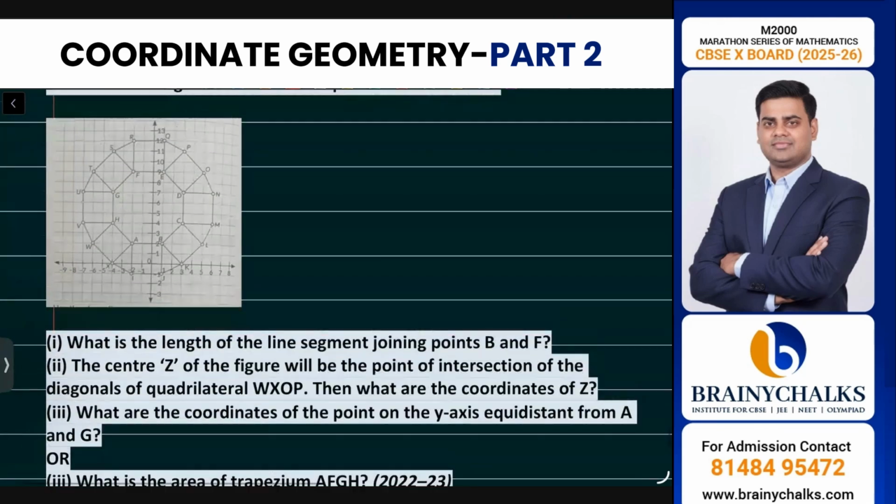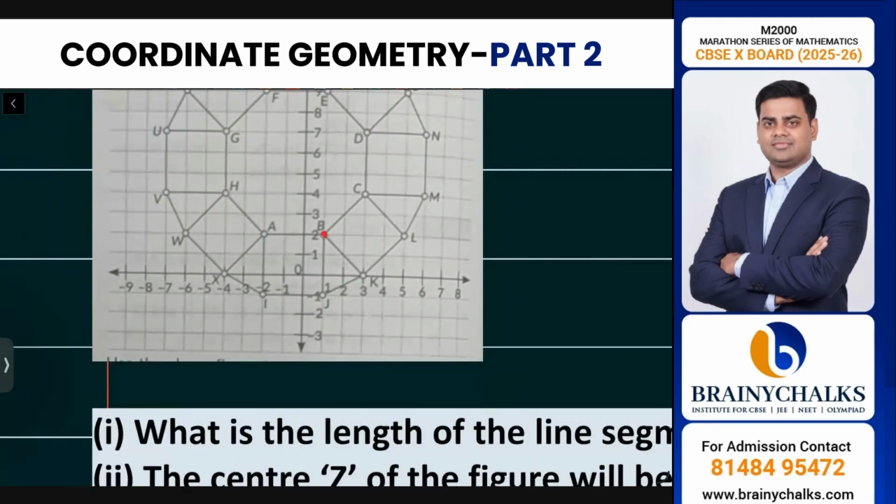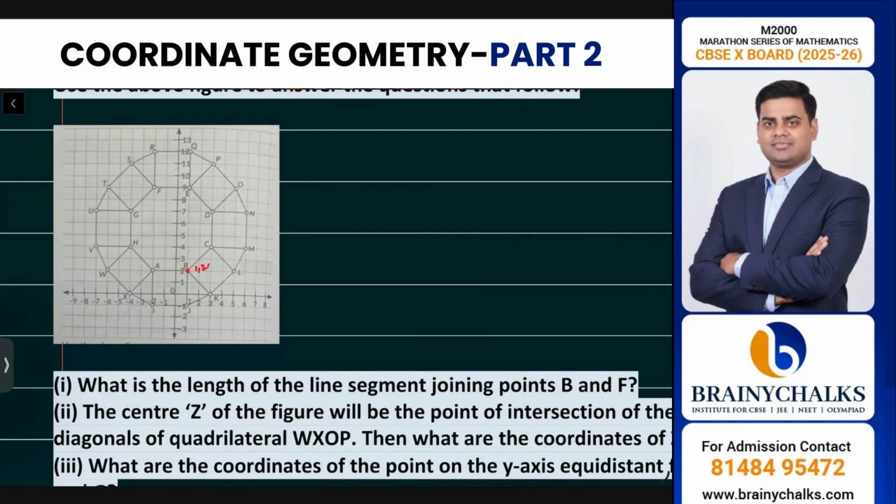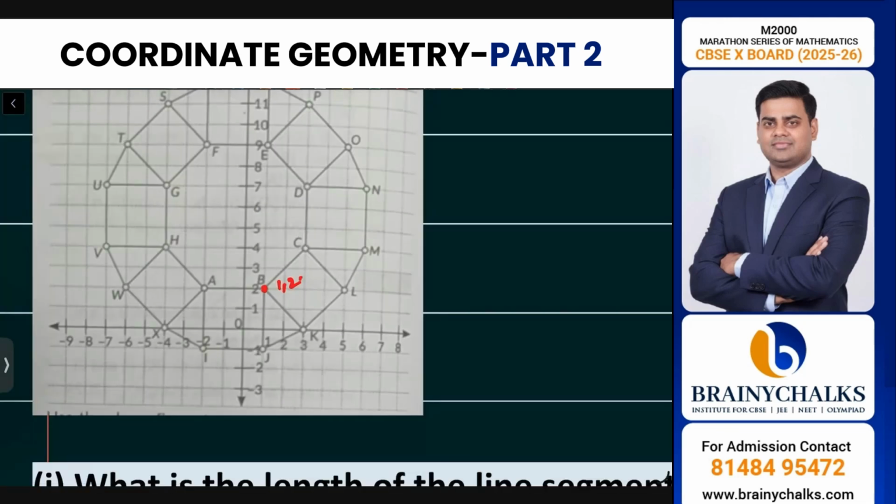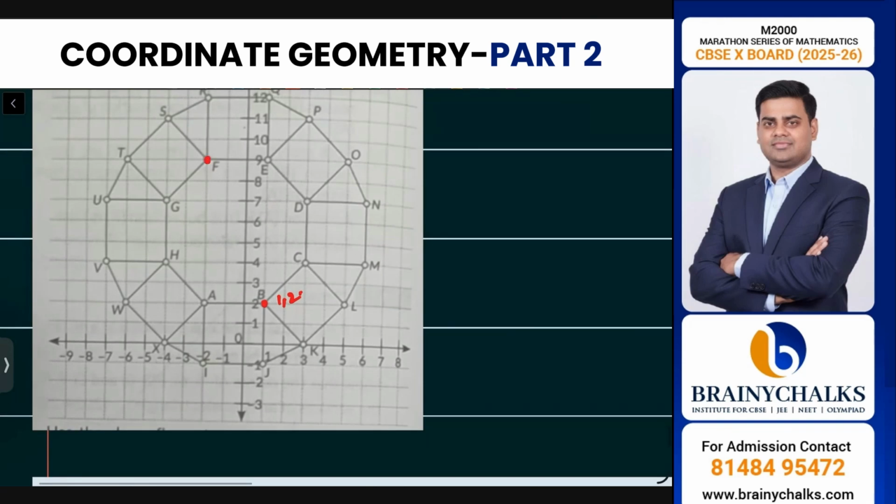So what is the length of the line segment joining point B and F? B is at this place. This one is B, that is (1, 2). What have they asked us to find? The length of the line segment joining B and F. F is at this place. What will be the coordinates of F? (-2, 9), can we write that? Do you agree or not?